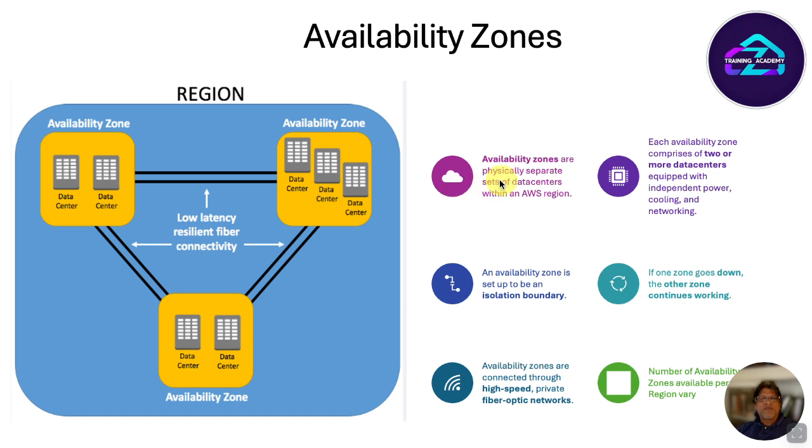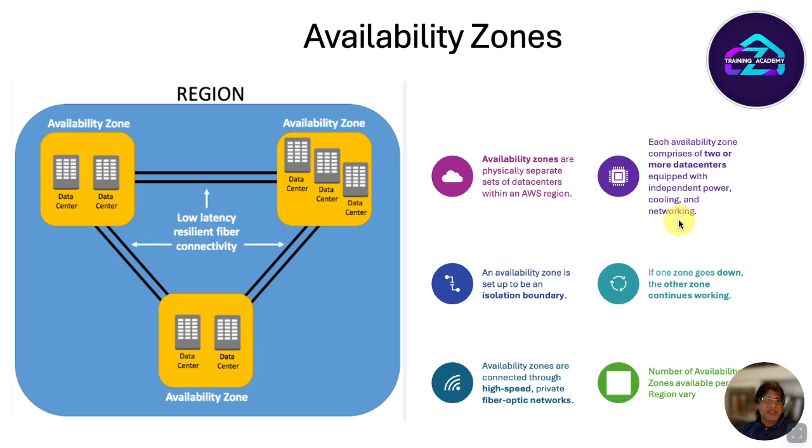So availability zones basically are physically separate sets of data centers. As you see, it could be 2 or 3 data centers typically within one availability zone, right? And each region could have 3 availability zones, sometimes 4 or 5, depending on where you are. I've even seen 6 availability zones. Each availability zone comprises 2 or more data centers equipped with independent power, cooling, and networking. So the whole idea is to ensure resilience of the network, and its high availability, right?